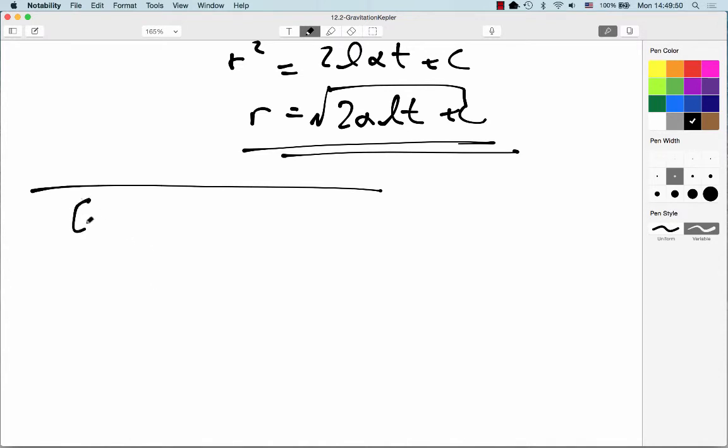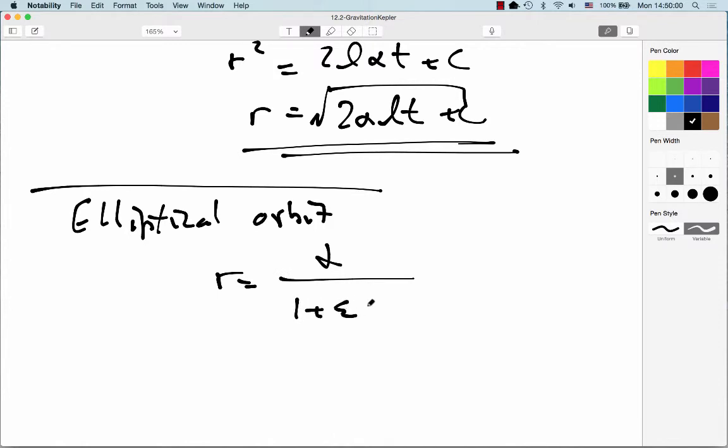So, elliptical orbit. In this case, r is equal to the latus rectum over 1 plus the eccentricity times the cosine of theta. That's how you write it as a function of theta. So u is equal to 1 plus eccentricity cos theta over latus rectum. All right, so we can differentiate that with respect to theta.